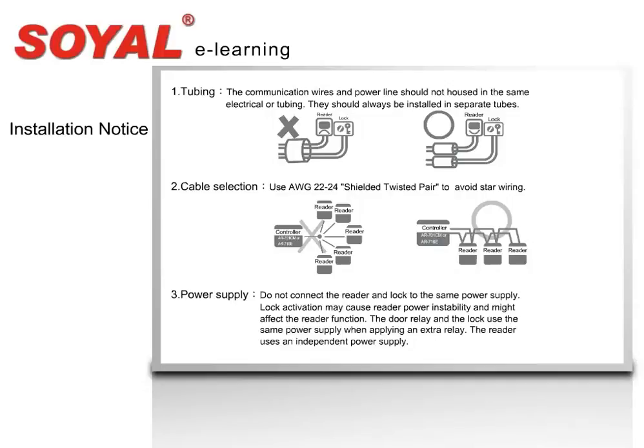Third, power supply. Do not connect the reader and lock to the same power supply, because lock activation may cause the reader's power to be unstable and cause the reader to be nonfunctional. And the door relay and the lock should use the same power when it's connected to an external relay. And the last one, our reader should use an independent power supply.